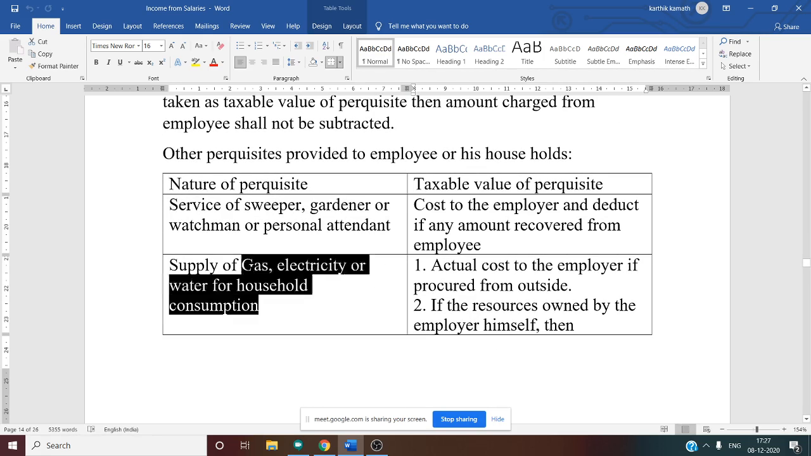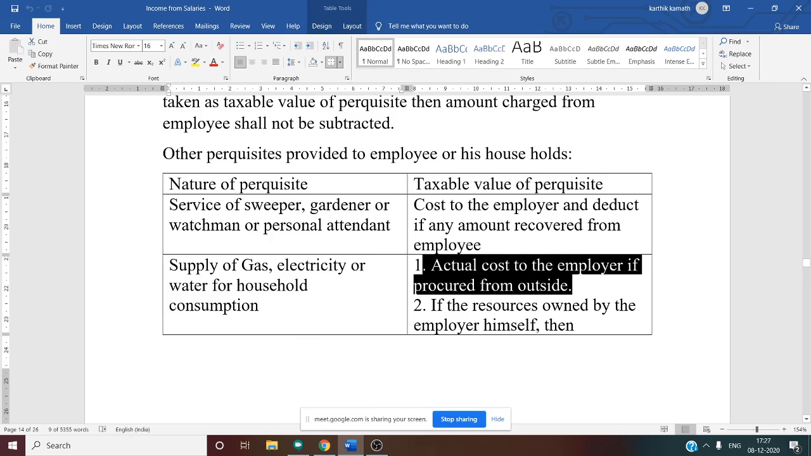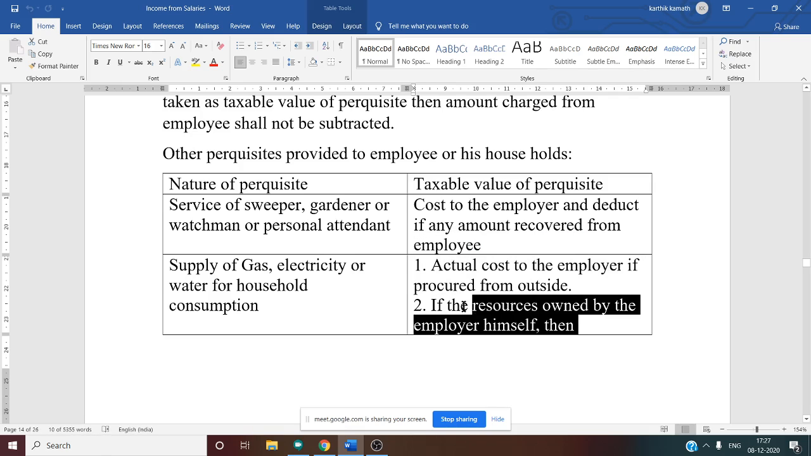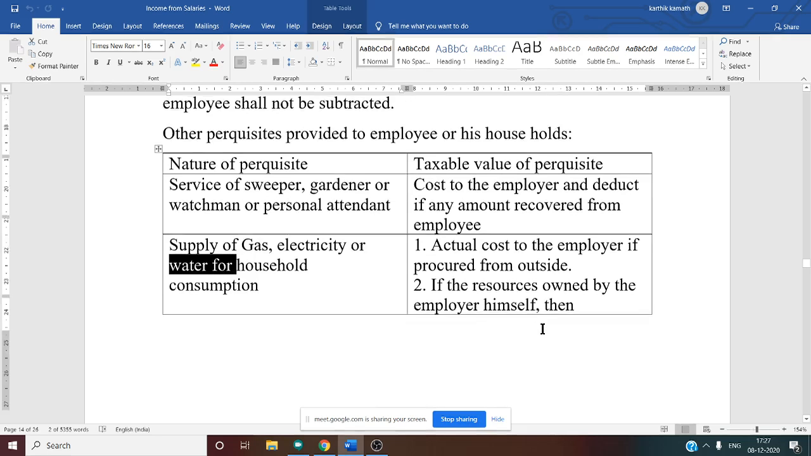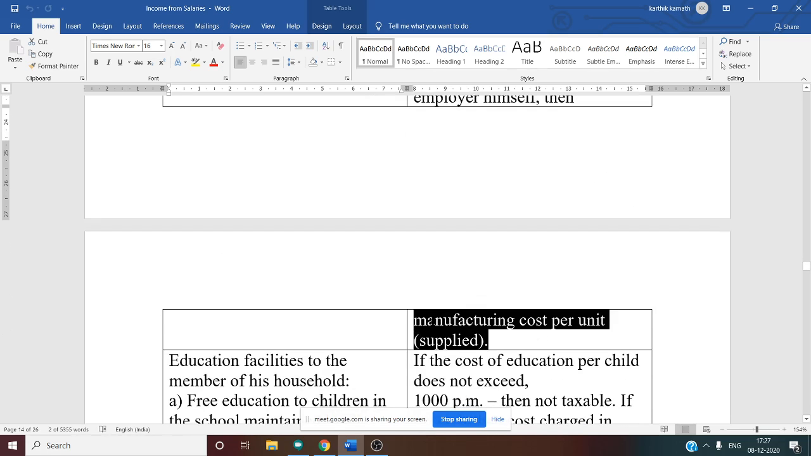Next, similarly, if there is gas, electricity, water for household consumption given by the employer, in that case also what happens? Actual cost to the employer we have to take if it is procured from outside. If the resources are owned by the employer, that means employer is himself generating the electricity, or if he is the owner of some electricity board or water board or gas board, in that case what happens? In that case, manufacturing cost per unit supplied must be taken.